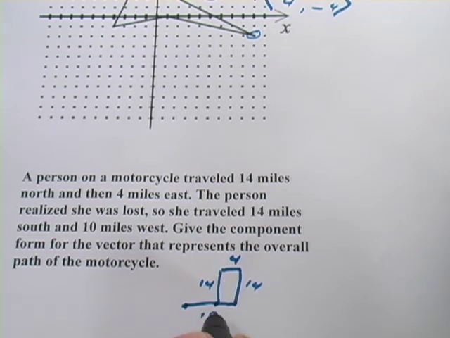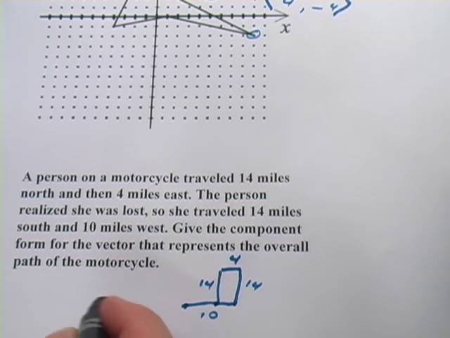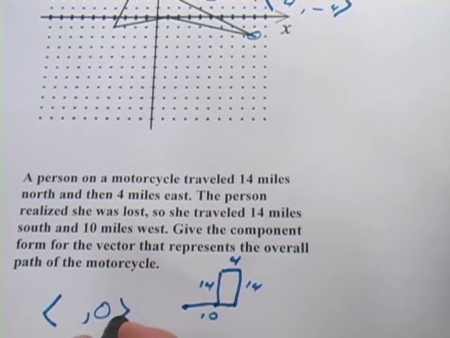Well, you can see after you've drawn the picture that on the north-south, which is the y-axis, she's at the same spot she was before because she went 14 miles north and then 14 miles south. So the y part is going to be 0. So I'll do the y part first here in my component form of the vector.